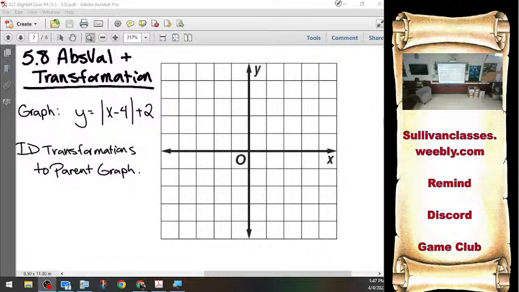When it says to graph, I don't care how you graph it. We discussed 2 different ways to do it. But make sure that you also do the second part of it. Tell me what transformations were made to the parent graph, the parent function. That was like half our lesson.